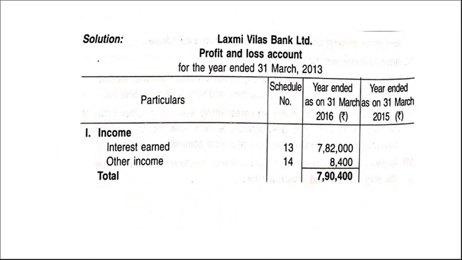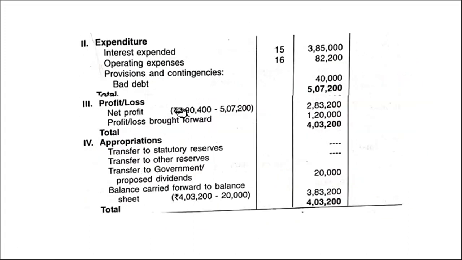Let's recall. In the profit and loss account, usually the first one that comes is income, that is interest earned, schedule 13, and other income, 14. Roman number 2, expenditure: interest expended 15, operating expenses 16. And there is provision and contingencies, which we have to write. Roman number 3, profit or loss. This is the difference between Roman number 1 and Roman number 2.